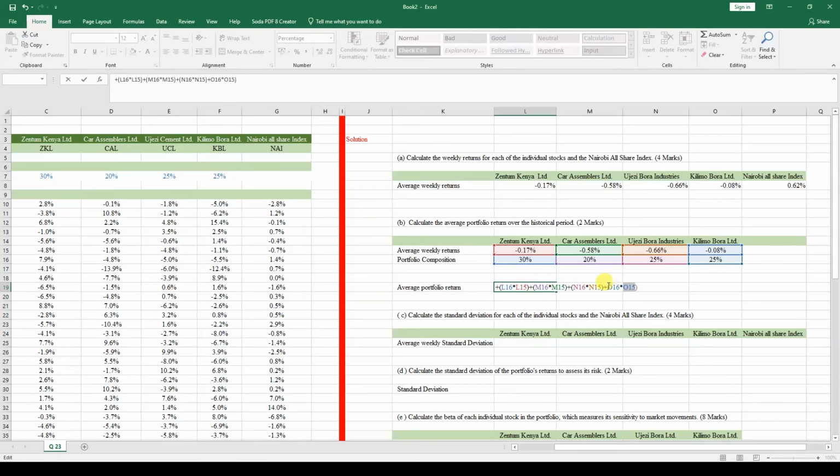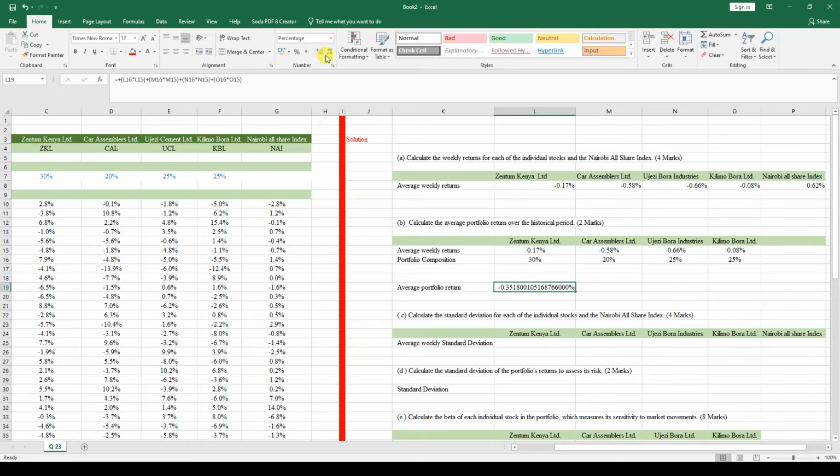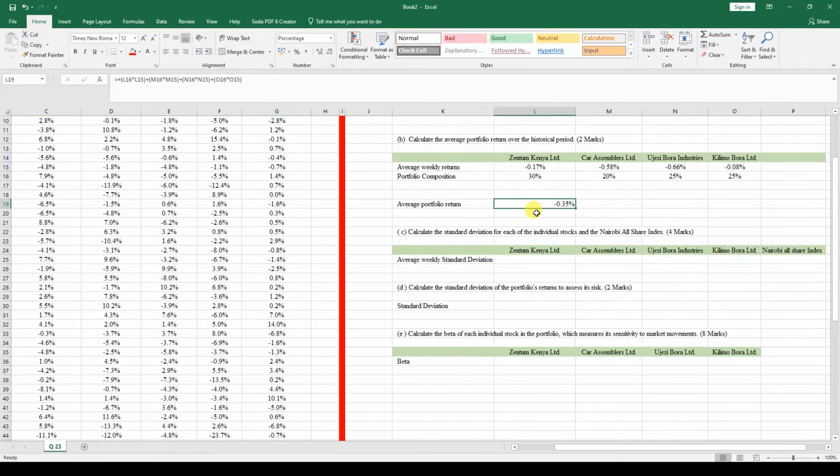I think I didn't open a bracket here. That's why it's giving me those values there. So we open a bracket over here, and then once we close it like that and we enter, it will actually be okay. We only want it in two decimal places, so we just reduce it like so to two decimal places, 0.35%. Now, once we've gotten our portfolio return as 0.35%, we can move on to part C.